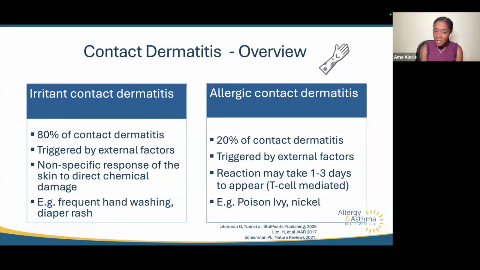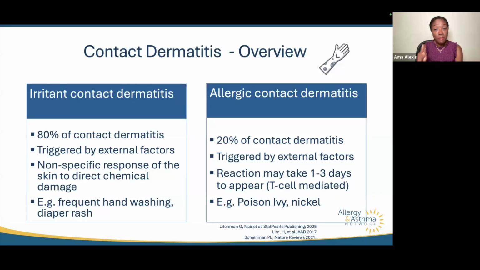It's about 20% of all patients who have contact dermatitis. It is also triggered by an external factor. So this is a bit different though. Let's think about poison ivy. So the first time you touch poison ivy, nothing may happen, but at this point you become sensitized. Your body's like, I don't think I like this very much.